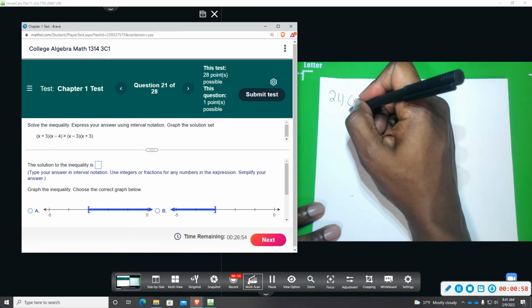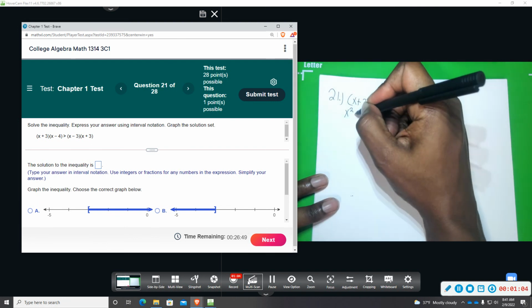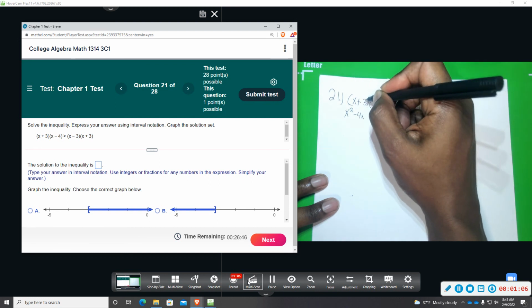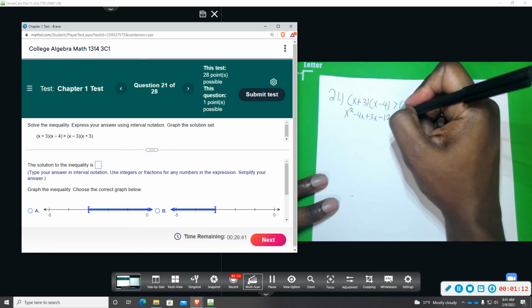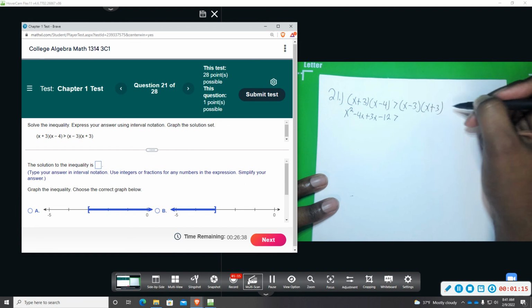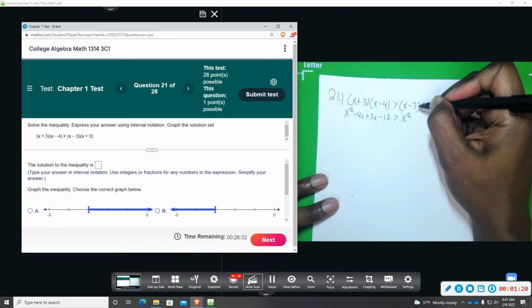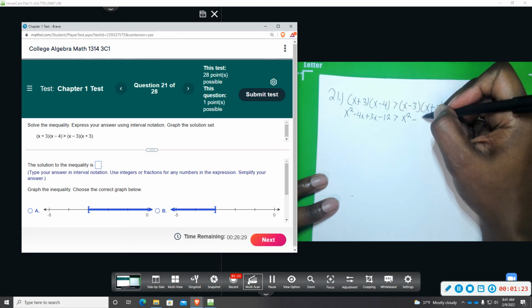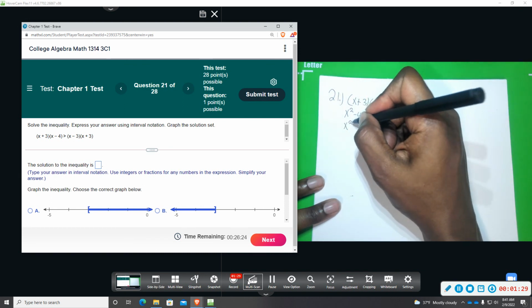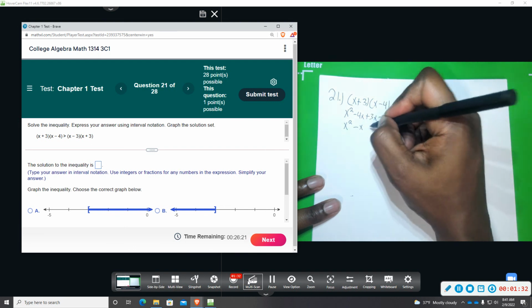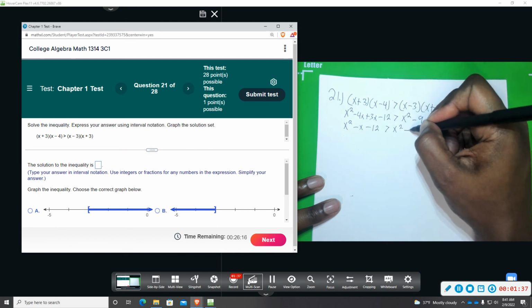So x and x will give you x squared, x times -4, -4x. 3 times x, a positive 3x. 3 times -4, -12. Greater than, now this is difference of squares, so I'm just going to square the first term minus square the second term. It's going to give me x squared minus 3 squared is going to be 9. Over here I'm going to combine like terms. X squared minus x minus 12 is greater than x squared minus 9.